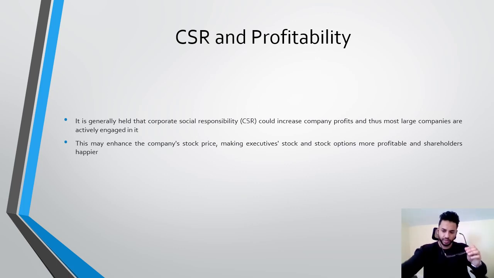Now, if something happened like Volkswagen, where Volkswagen was doing the shady stuff, the stock price dropped heavily, and whoever owned the stock lost, right? So stakeholders and shareholders lost a lot of money because of what happened with Volkswagen. Because of their negative corporate social responsibility, they lost money. So that's the correlation that we're seeing between CSR and profitability.